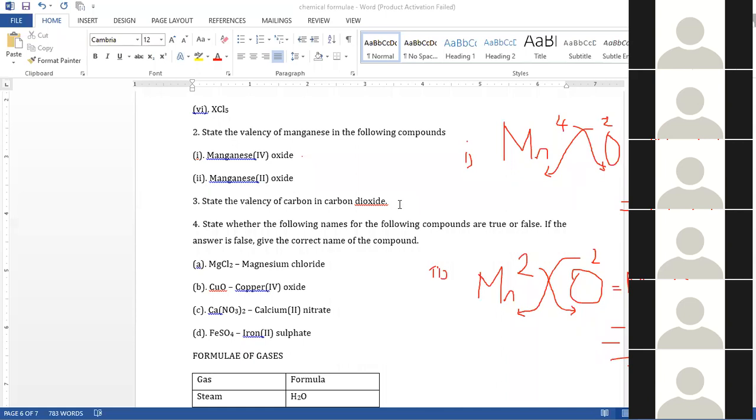Yes. Okay, thank you. When they say manganese 4, then the valency is 4. When they say manganese 2, then the valence being used is 2. When they say iron 2, the valence being used is 2. When they say iron 3, the valence being used is 3. When you read the name. Last question, Daphne.